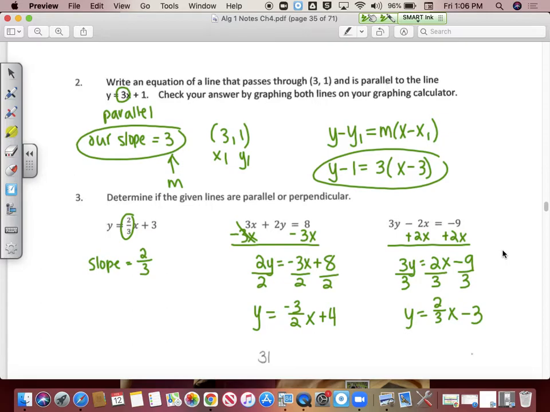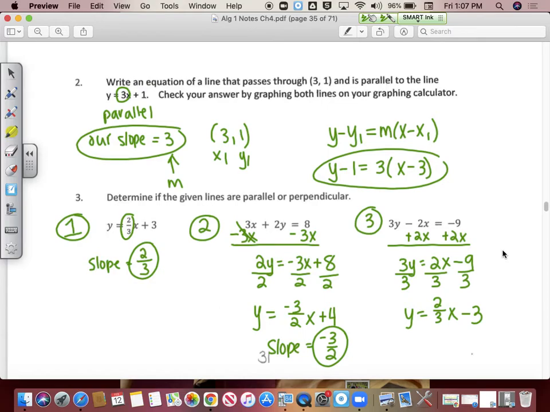Okay, so right now we are determining which lines are parallel or perpendicular. So if I'm going to call this line 1, this line 2, and this line 3, before I tell you the answer, let's just think about it. Look at the slopes of line 1 and line 2. The slope of this line is 2/3. The slope of this line is -3/2. They are not the same, but they are opposite reciprocals. That means that they are perpendicular. So line 1 and 2 are perpendicular.